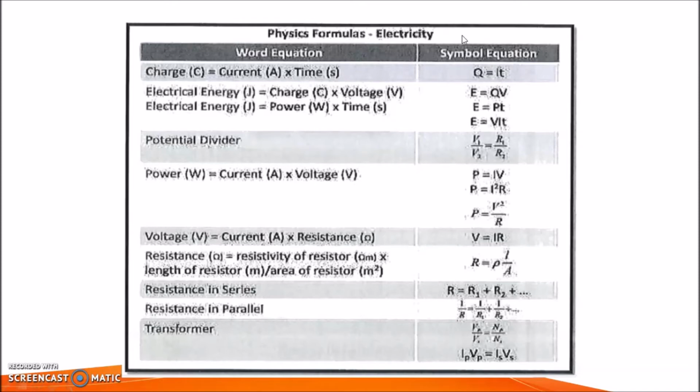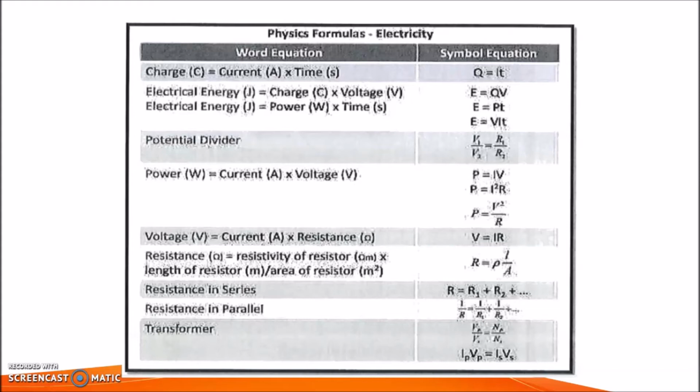For the quantity time, the symbol is a small letter t, but the SI unit for time is second. The same goes for current. The symbol for current is capital letter I, and the SI unit for current is A, ampere.